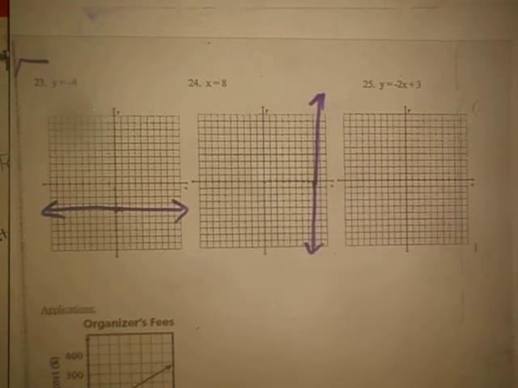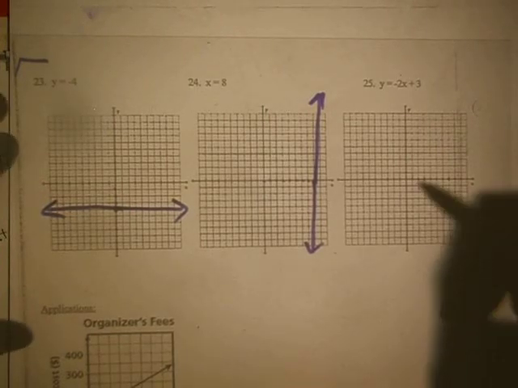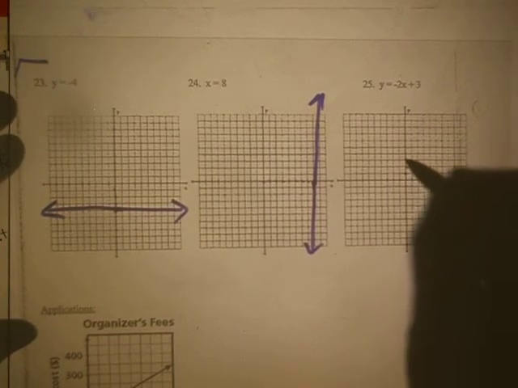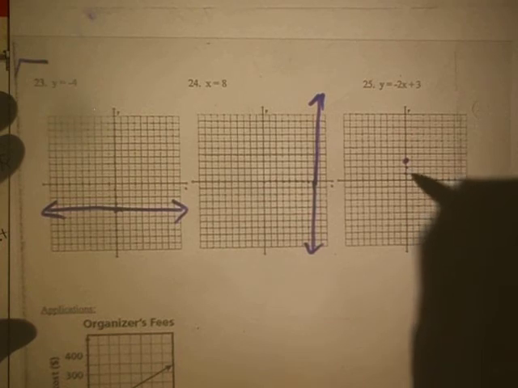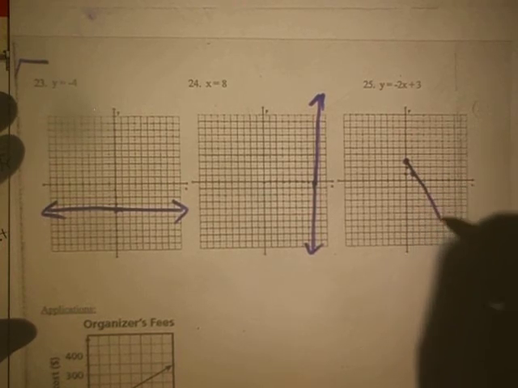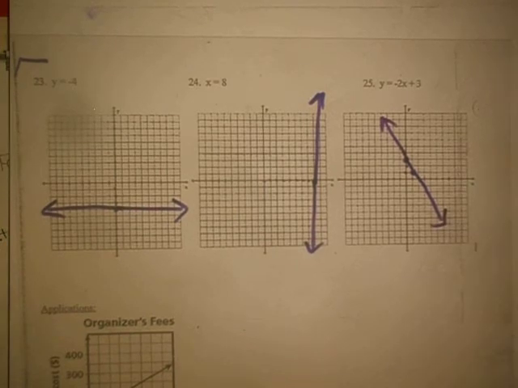And number 25, y equals negative 2x plus 3. We go up to the y-intercept, which is 3, down 2, 1 to the right, and then we graph our line.